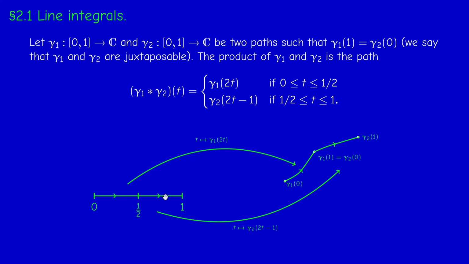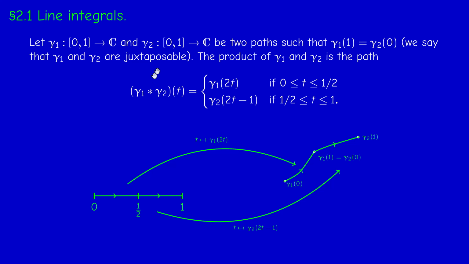Now I'll draw a figure. So this is gamma 1 and this is gamma 2. Gamma 2 starts where gamma 1 ends. So the product, or the composition, or sometimes the juxtaposition of these two paths is what? It is the path obtained by gluing the two paths with the same orientation.